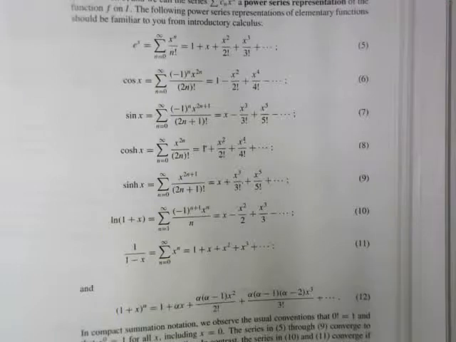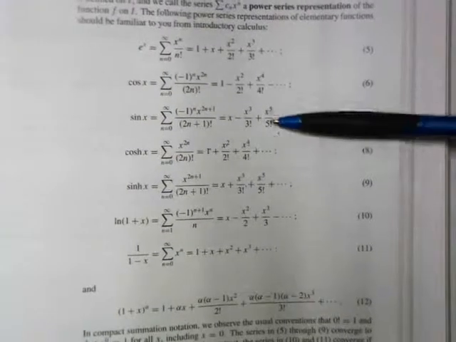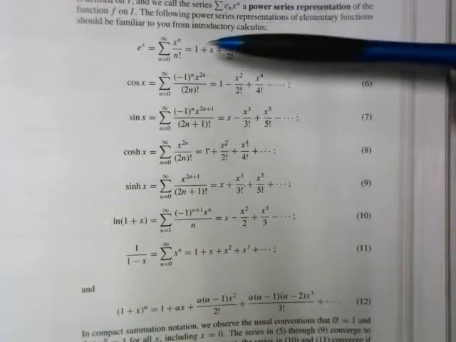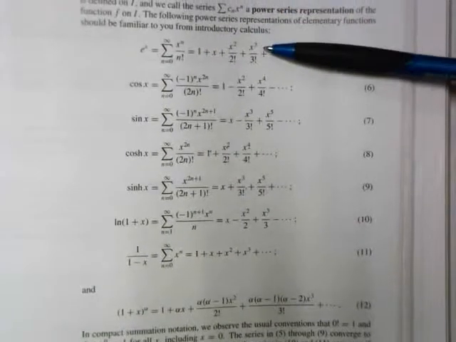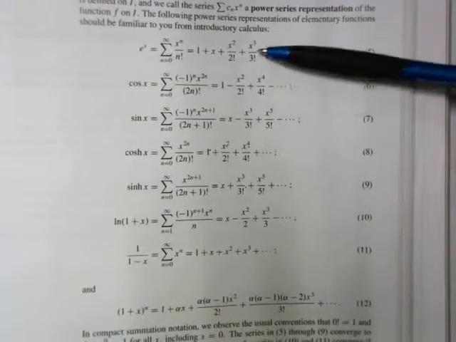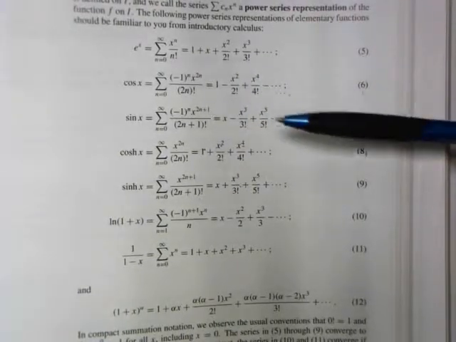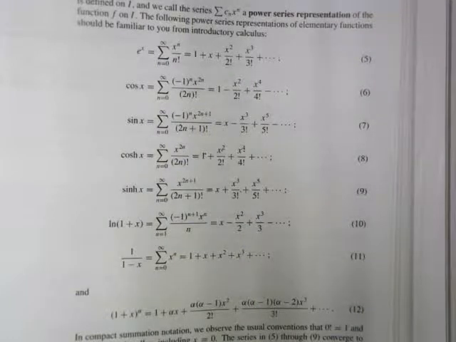Should we know those or not? I would say you should know the first 3. And you'll notice the first 3 are very related. e to the x has all the powers and all the factorials. Cosine alternates, but cosine only has the even powers with the even factorials. Sine also alternates. It has the odd powers with the odd factorials. You should probably know those three.